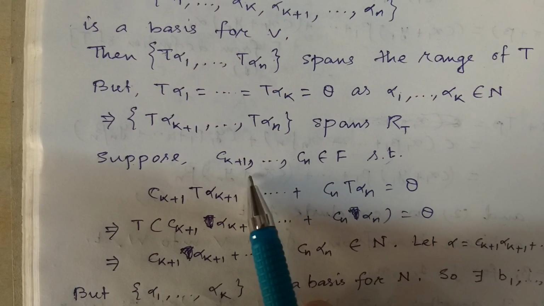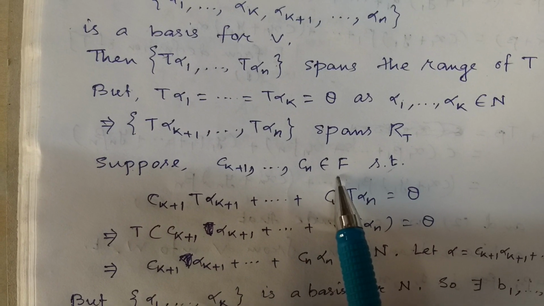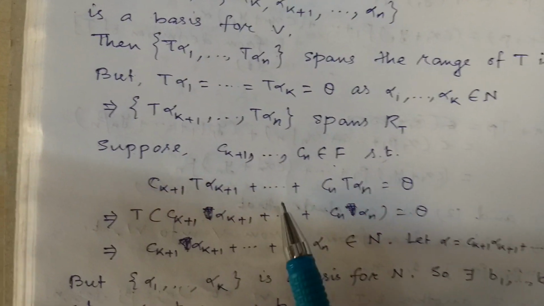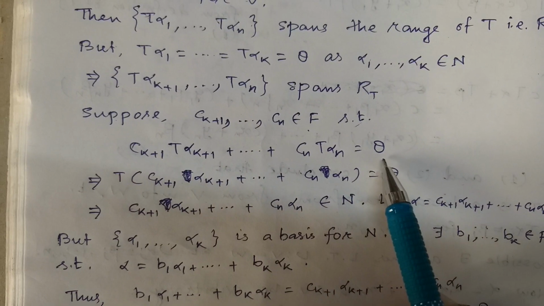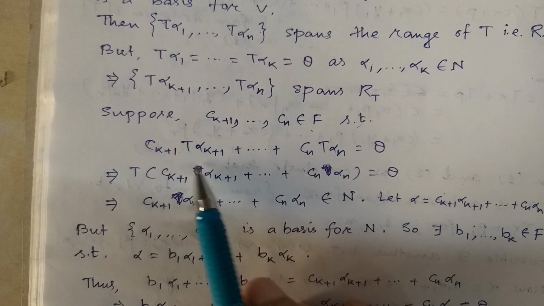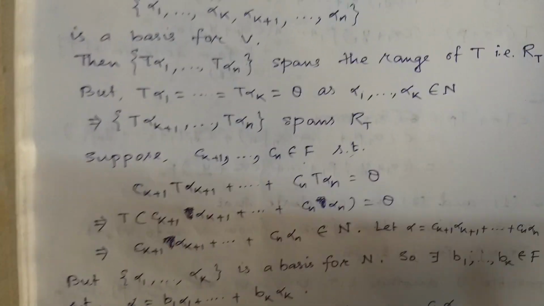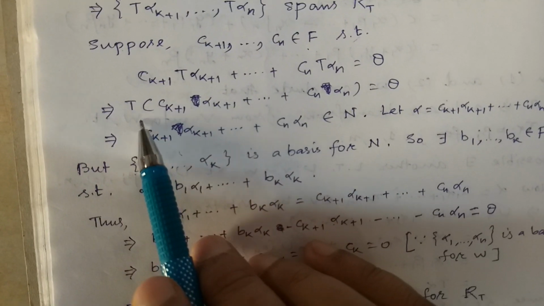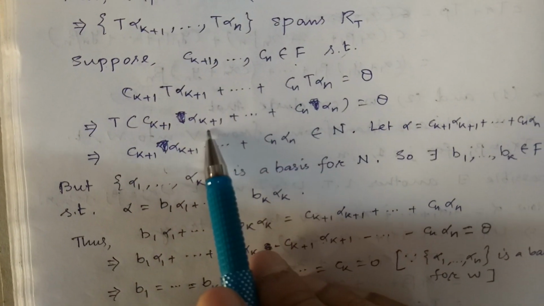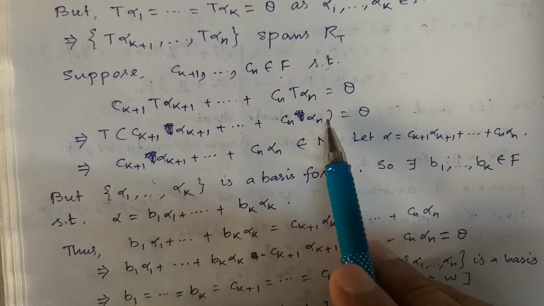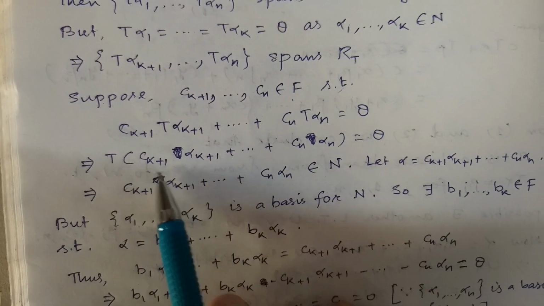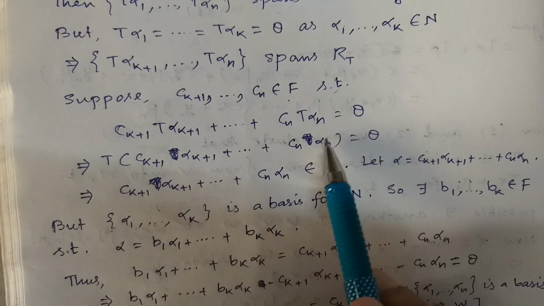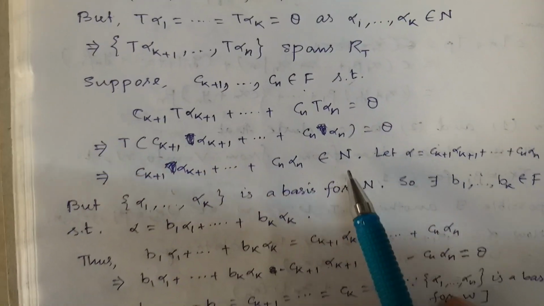Choose c k plus 1, ..., c n to be scalars. Then we take c k plus 1 T alpha k plus 1 plus ... plus c n T alpha n equal to theta. We have to check these coefficients are all 0. Since T is a linear transformation, the left hand side can be written as T of c k plus 1 alpha k plus 1 plus ... plus c n alpha n equal to theta. Now T of this quantity equal to theta means definitely this element is lying in the null space N.